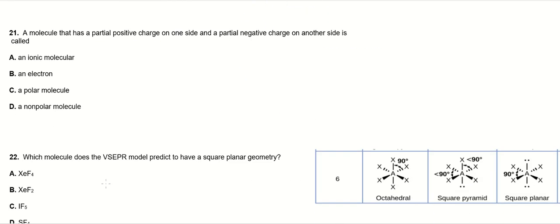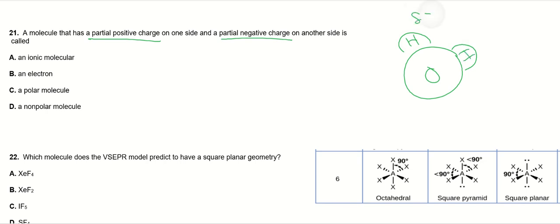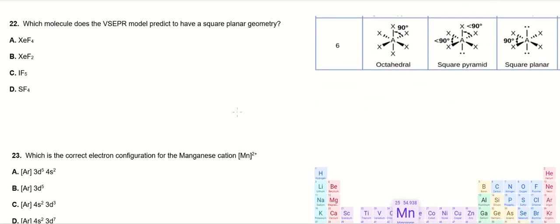A molecule has a slightly positive charge and a slightly negative charge. It's like water, right? Water, H2O. One side is slightly positive, one side is slightly negative because of the differences in electronegativity. We call water and other molecules like that polar. They have a significant difference in electronegativity.